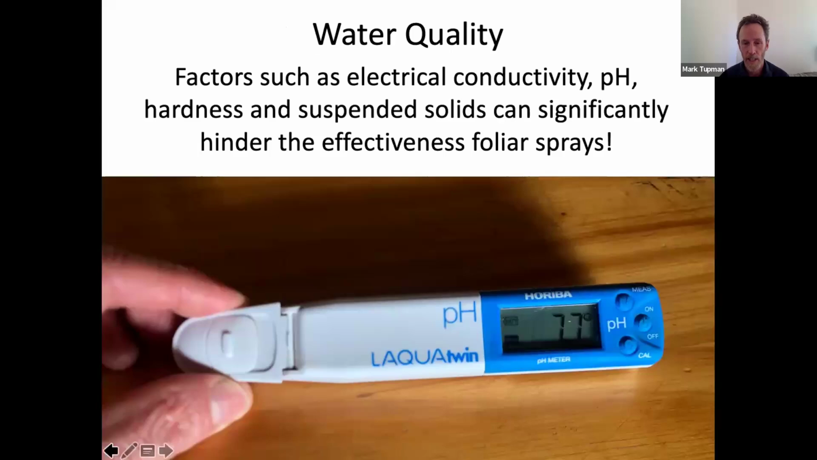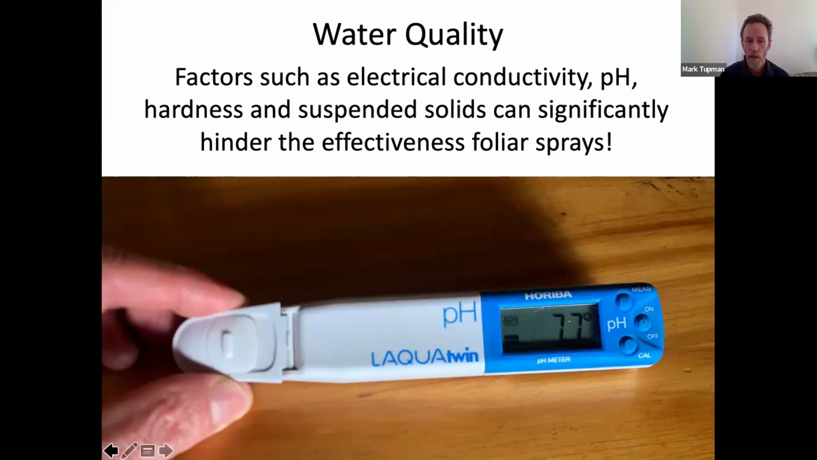The water that I just tested there is around 7.7. We ideally want to get our tank mix to about 5 to 5.5 for optimum uptake of most of the nutrients. There are exceptions, but we can even have our tank mix down around 4, for something like iron. That's a really good pH for uptake. But rainwater is around the 5 to 5.5 mark, and that's where we want to get our mix.